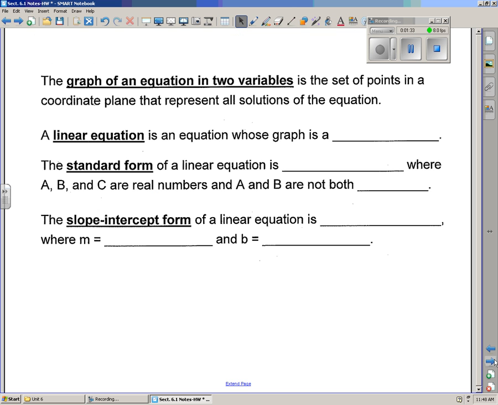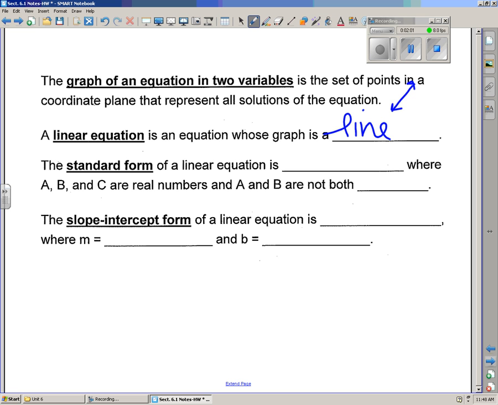Okay. The graph of an equation in two variables is a set of all points in a coordinate plane that represents all the solutions. So when you graph an equation in two variables, you're just basically graphing some sort of line. And any point on that line would be a solution to the equation for that particular line. So a linear equation is an equation whose graph is a line.